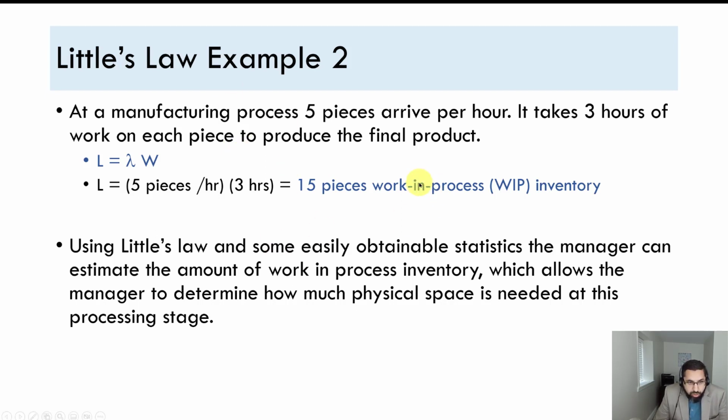And so we can use Little's law. L would be the number of things in the system at this workstation, and that is equal to the arrival rate, 5 pieces per hour, times how much time a piece spends at this workstation, which is 3 hours. So 5 pieces per hour arriving, times each spending 3 hours there. That means we'll have 15 work in process pieces at that workstation. Okay. So this allows us to determine how much physical space is needed at this processing stage.